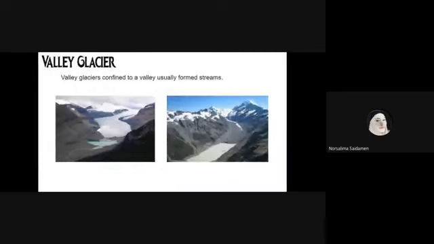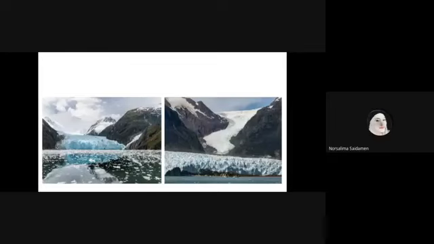Next, we have the valley glaciers. These valley glaciers are the glaciers that are confined to a valley. So usually it forms streams, no? Now if this valley glacier flows down to sea level, it may carve a narrow valley into the coastline. The narrow valleys they have carved that later become filled with seawater after the ice has melted are what we call fjords.